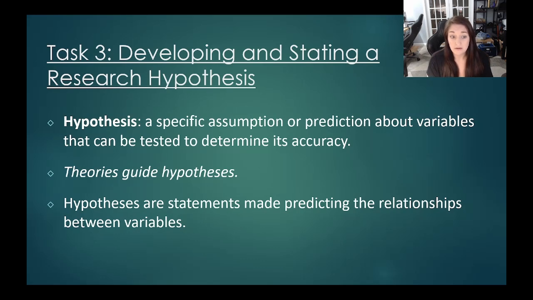Okay. The key to this definition of a hypothesis is that it can be tested. So, 3 main things about a research hypothesis. 1, it is developed from theory. 2, it is a statement. So it is not a question. It is written as a statement. And that statement does number 3. It predicts some kind of relationship between variables that can be tested.